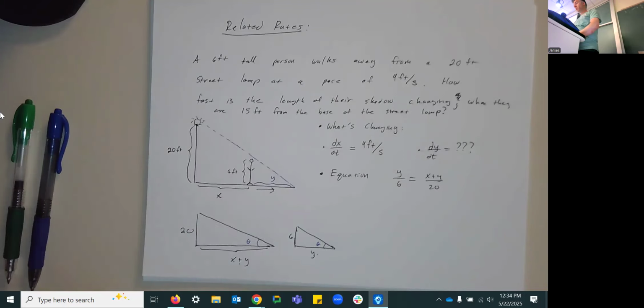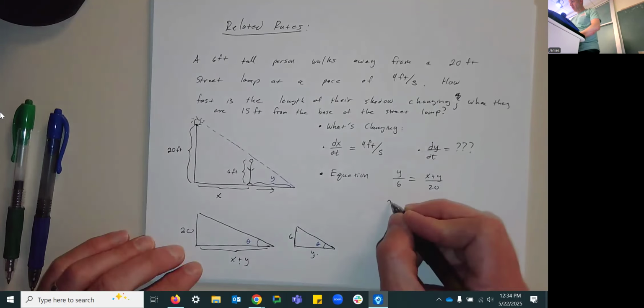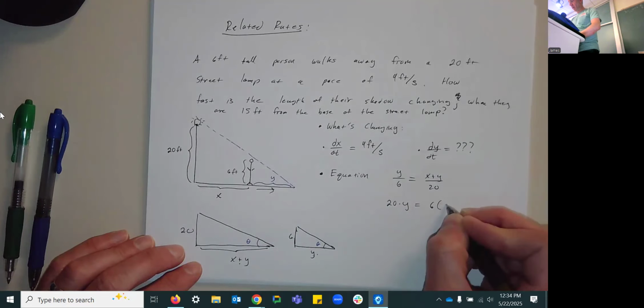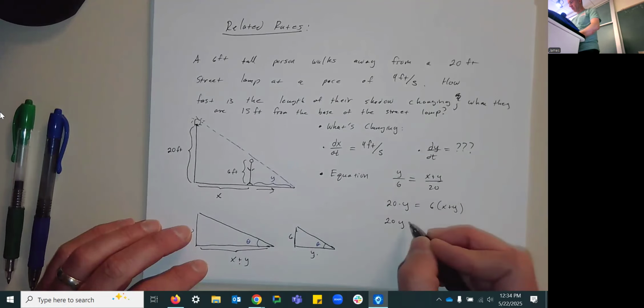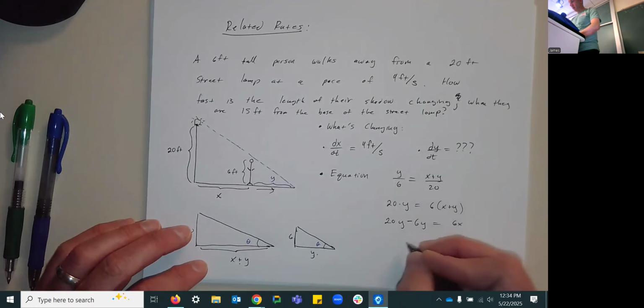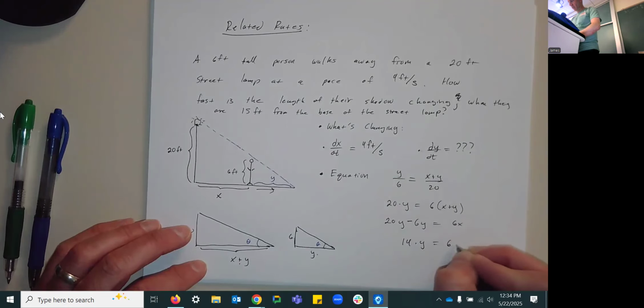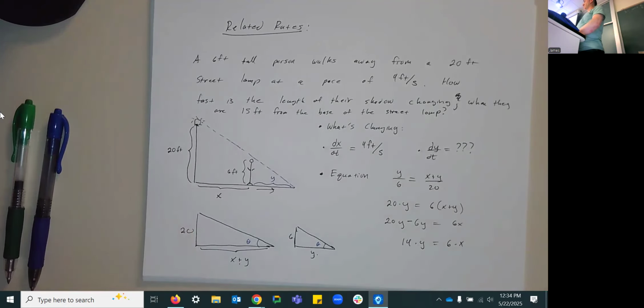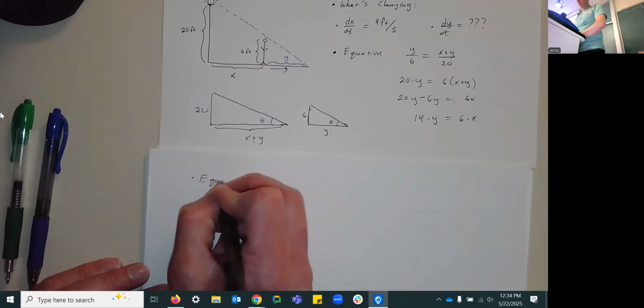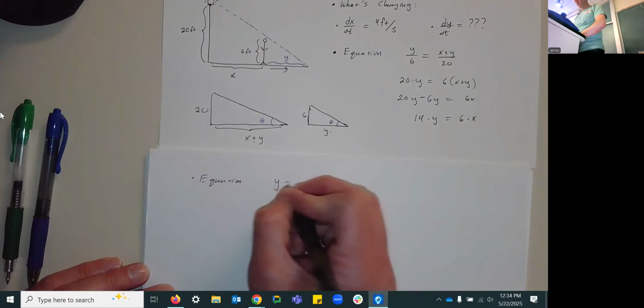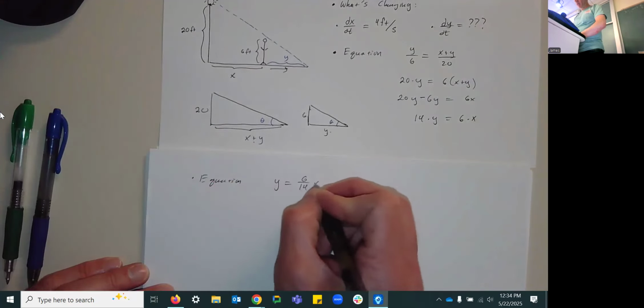Now, before I take the derivative of both sides, I could make my life a lot easier. I could cross multiply. I could say 20 times y equals 6 times (x plus y). And I could subtract 6y over, so that 14 times y equals 6 times x. I could have gone further. I suppose I could have divided both sides by 14 if I really wanted to. So here's our equation. Our simplified equation is y equals 6/14 times x.